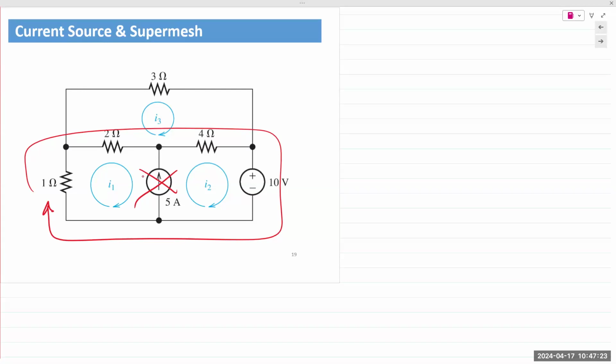You're applying KVL around the outer loop that contains that mesh current, thereby eliminating that current source from your equation. So you combine the two meshes that contain that current source together.